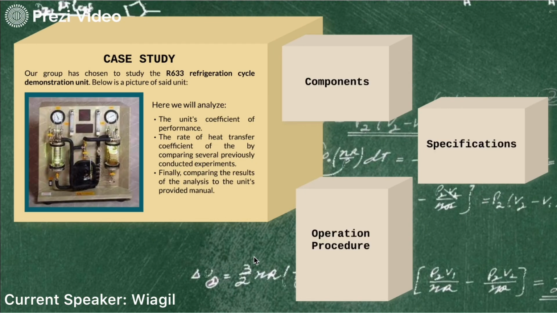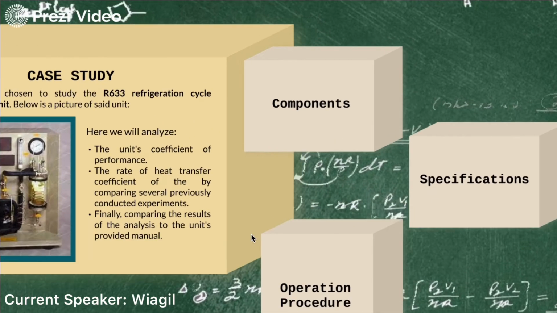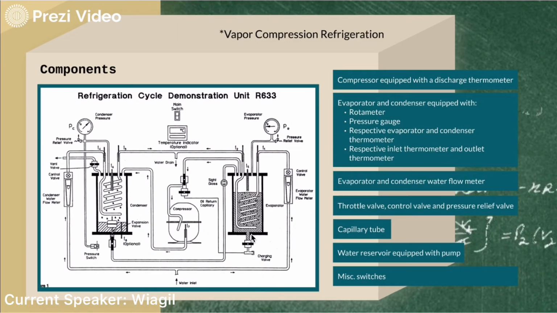For this project, our group has chosen to study the vapor compression refrigeration cycle demonstrated by this R633 unit. First, allow me to provide a brief explanation of the operational flow and components that make up the R633 unit with the aid of the schematic. So as we've mentioned, the R633 unit is a system that demonstrates the vapor compression refrigeration cycle. And in its cycle, the main components are compressor, condenser, expansion valve, and evaporator.